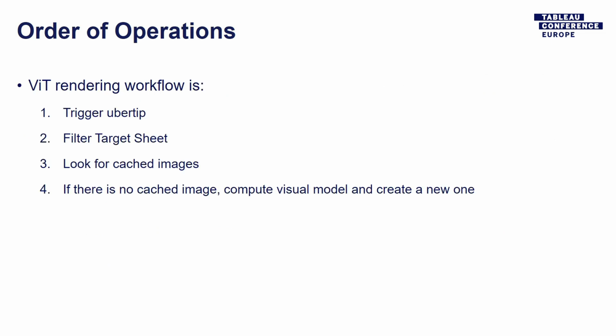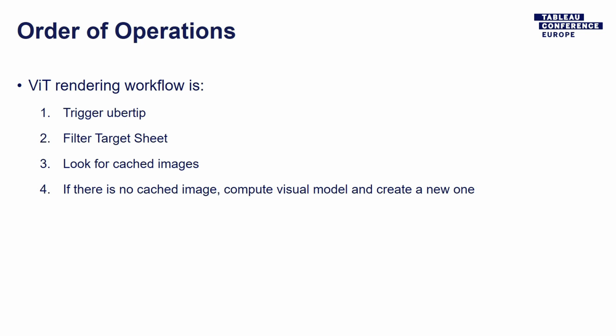And then the order of operations, or the way Tableau processes a Viz in Tooltip, is as follows. The first thing, when you hover over a mark which has a Viz in Tooltip, is that Tableau will trigger the Uber tip, which is the default tooltip, with the text and the possibility to filter on the dimensions that you click on. Then Tableau will filter the target sheet, so it will pass the dimensions from the source sheet to the target sheet as a query.